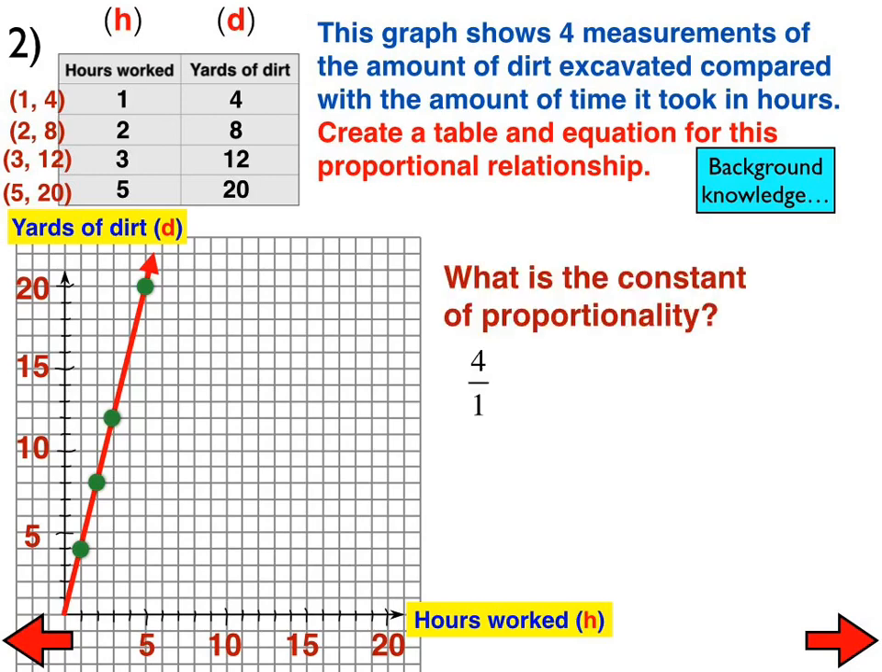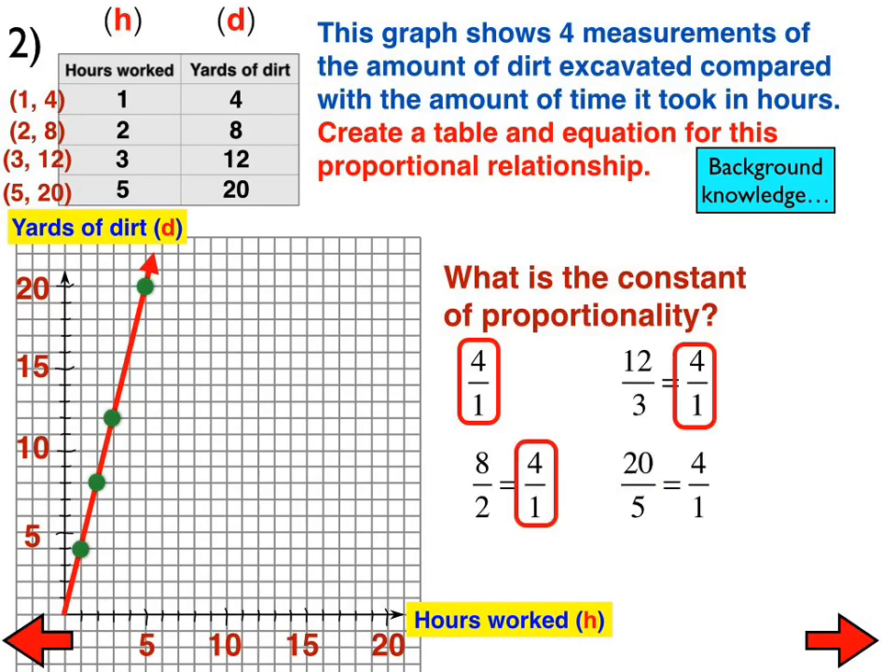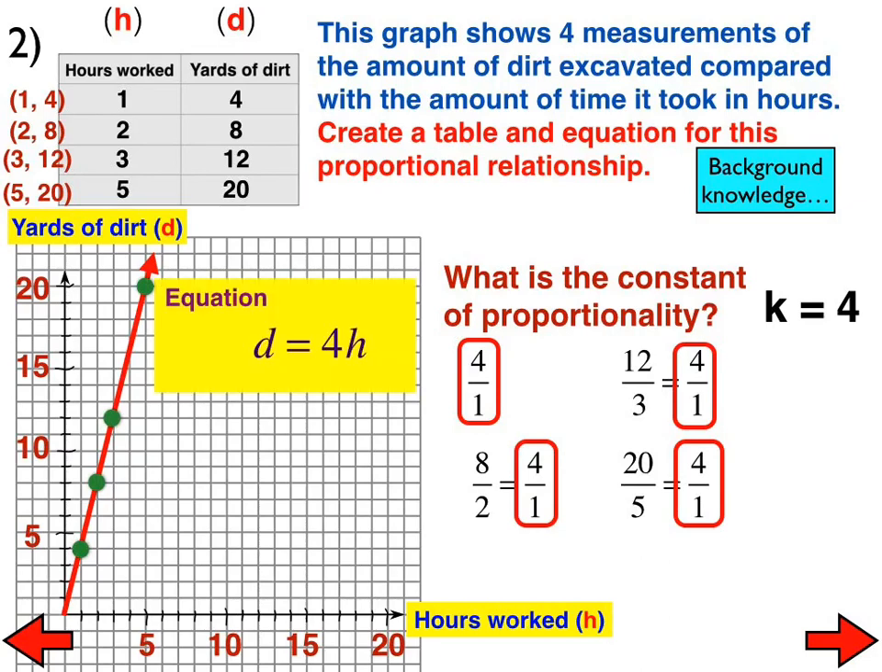So let me go ahead and find the constant of proportionality, and all I'm doing is checking all of my d over h ratios. All right, could somebody please tell me what the equation for that situation is? Be very careful. D equals 4h. Yeah, when I asked somebody in first period, they went on autopilot and said y equals. We're not using y and x, we're using d and h. And so we know the constant of proportionality is 4, so it is d equals 4h.